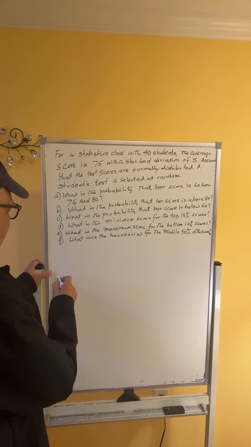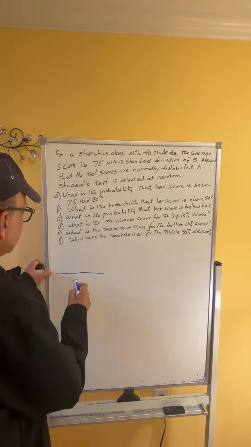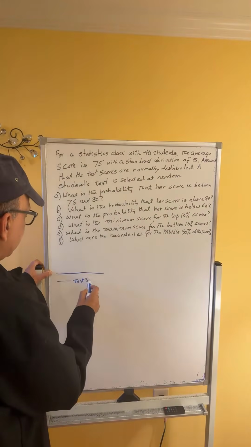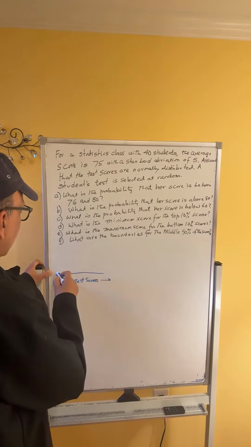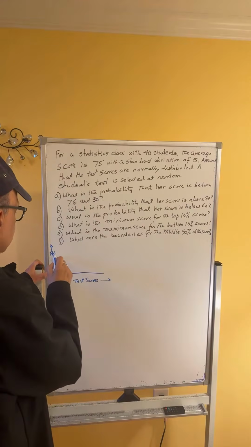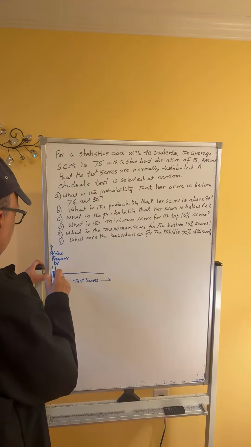So first we will draw the bell-shaped diagram. These are the test scores on the horizontal axis. That's your random variable, test scores. And you have, of course, relative frequency on the vertical axis. Relative frequency is the same as probability.